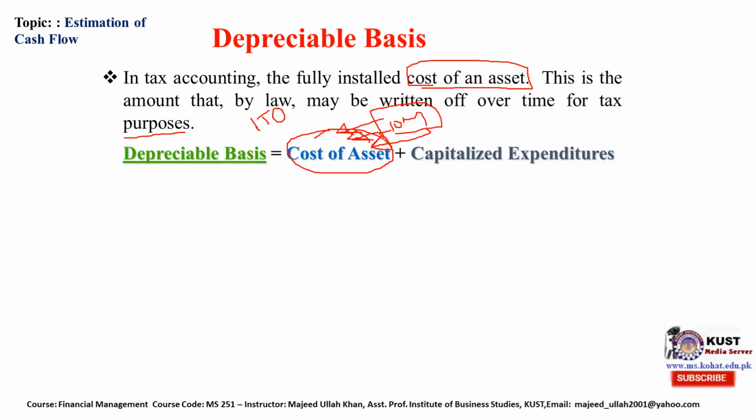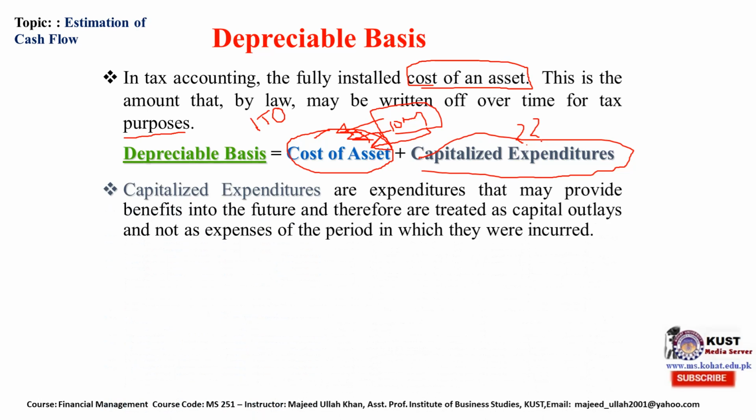other equipment that will be needed. It will also be included in this depreciable basis. So capitalized expenditures will also be included in the depreciable asset. What is capitalized expenditure? Capitalized expenditures are expenditures that may provide benefit into the future and therefore are treated as capital outlays and not as expenses of the period in which they were incurred.